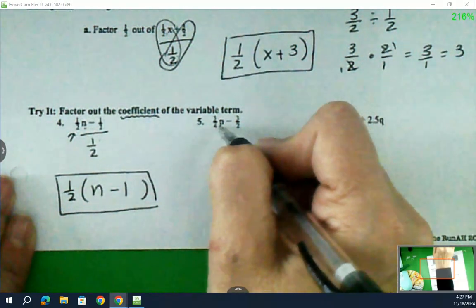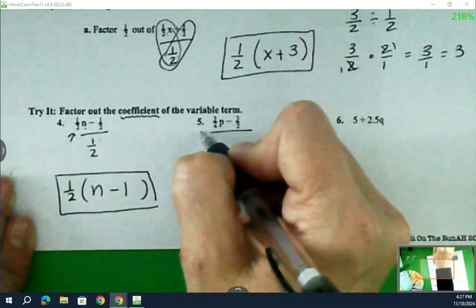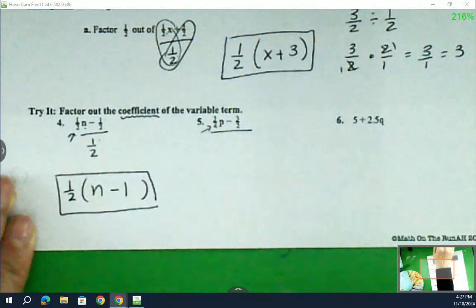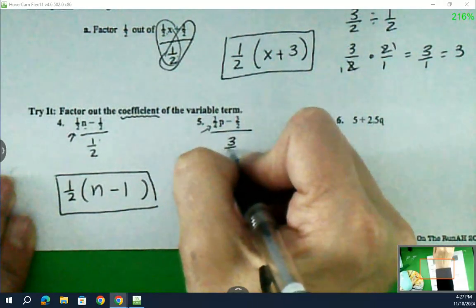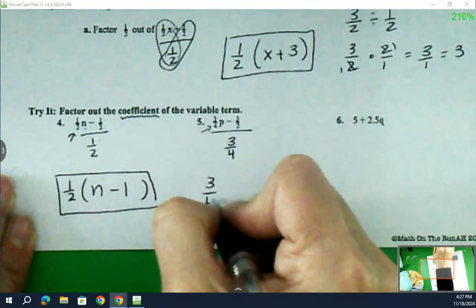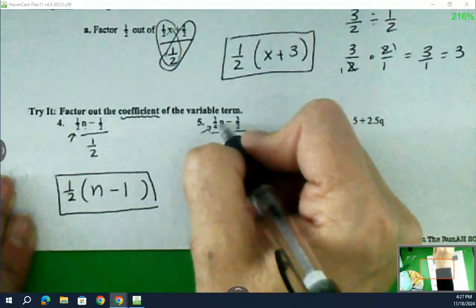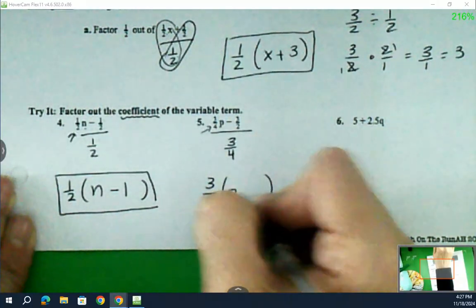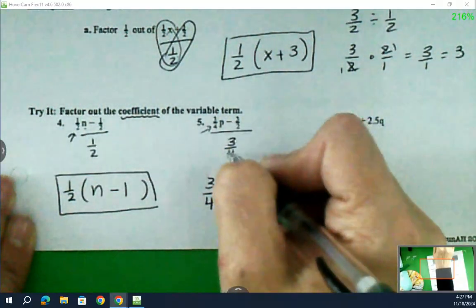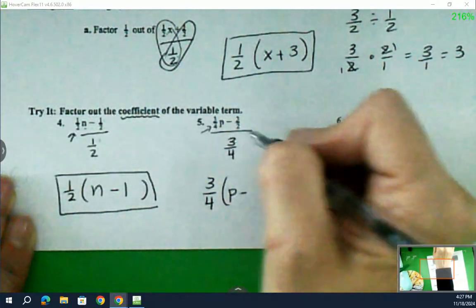Here we have the coefficient is 3/4. It's the number in front of p. So we're going to have 3/4 pulled out in front. And 3/4 p divided by 3/4 is just p. And then we have a negative divided by positive, which is going to be a minus sign.